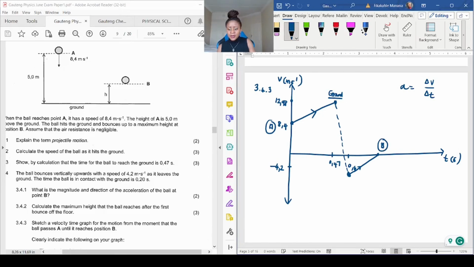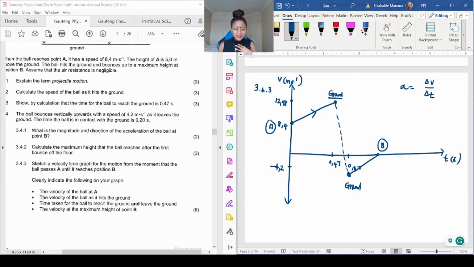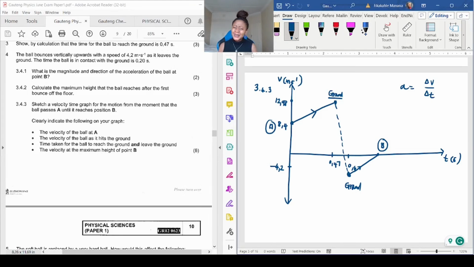Here we're still at the ground. So what do they want to see? I've been sketching the velocity of the ball at A, 8.4. The velocity of the ball as it hits the ground, 12.98. The time taken for the ball to reach the ground and leave the ground, that's that 0.2 seconds. The velocity at the maximum height at point B, that's 0. So that is how you would sketch the graph.